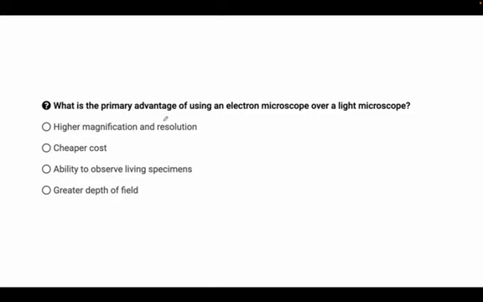What is the primary advantage of using an electron microscope over a light microscope? So the primary advantage would be high magnification and resolution.